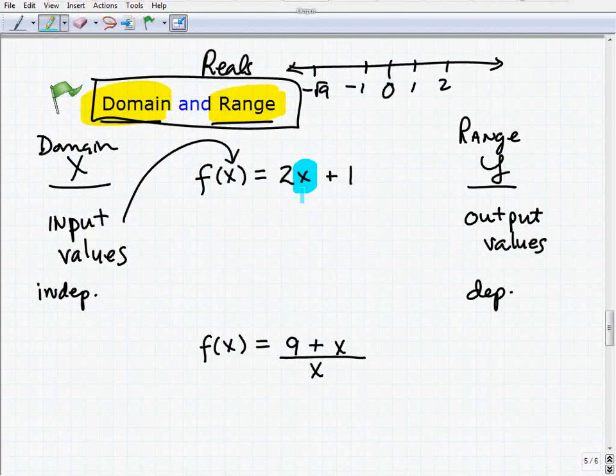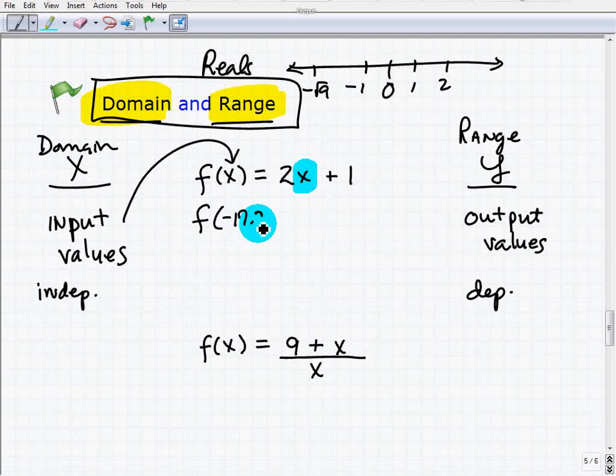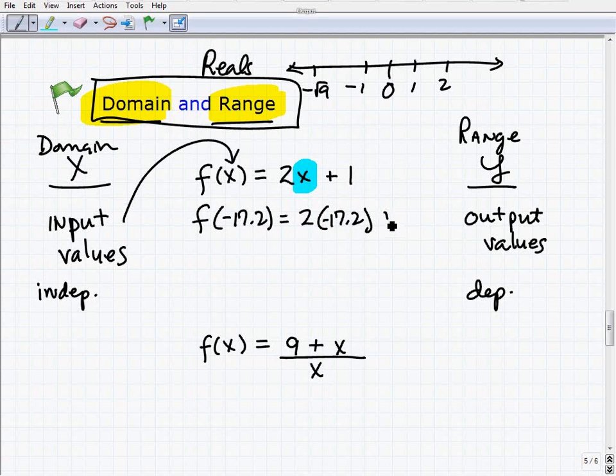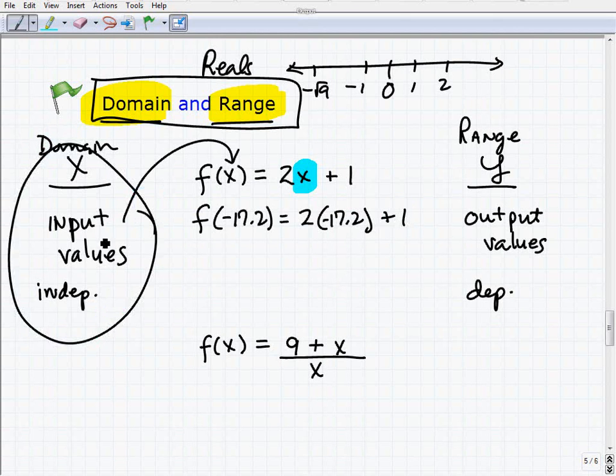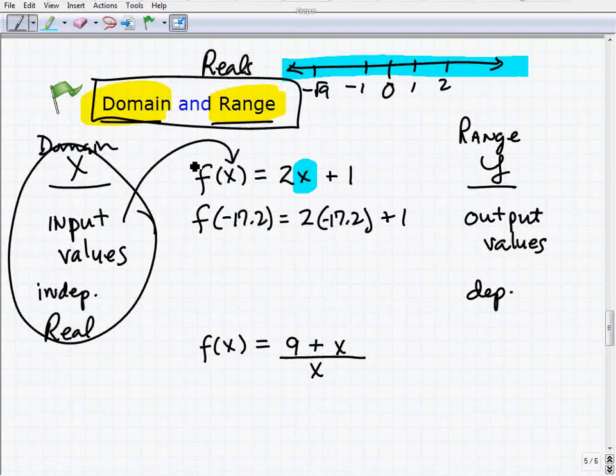So let me ask you this: is there any value that you cannot plug in here to x, mathematically speaking? I'm going to tell you right now, no. You can plug in any integer you like. Plug in f of negative 17.2, and you would still be able to get an output value. You'd use your calculator to figure it out. But basically here, the domain, you could plug in any real number. So the domain is the entire real number set. You have your whole choice of any numbers that you want to pick in a real number line to plug into this particular function.